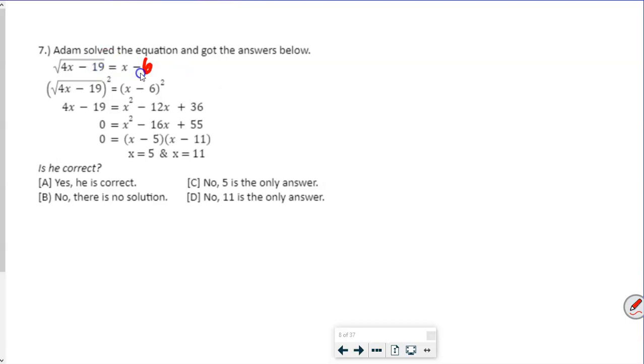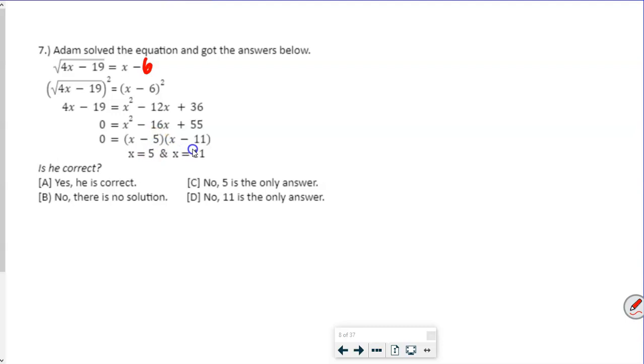So then we're going to square both sides. So when we square the square root, the square root goes away. When we square this, we could use the box to find that, but it's x squared minus 12x plus 36. Then we're going to add 19 to both sides, and we're going to subtract 4x from 12x. So we do get negative 16x. Then we're looking for the factors of 55 here that add up to be negative 16. So that would be negative 5 and negative 11.